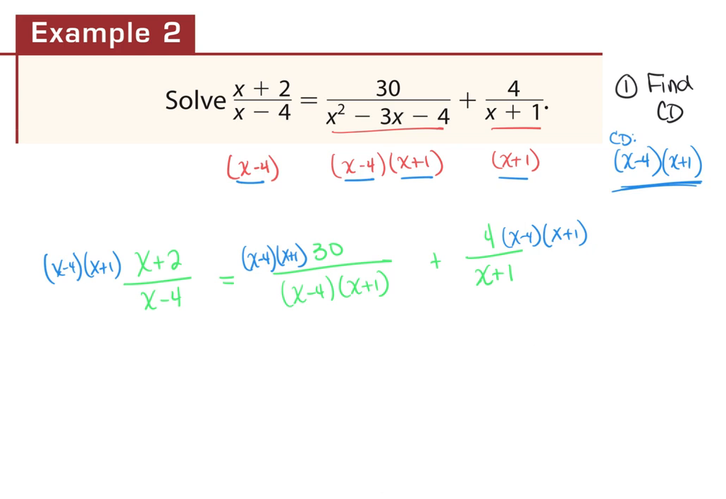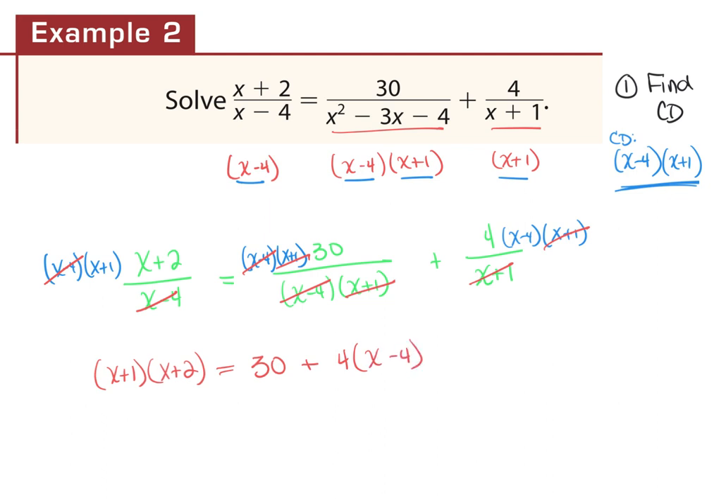And then you can see that all my denominators should cancel, all right? So I am going to cancel. x minus 4 will cancel out of that denominator, and I'm left with the x plus 1 times the x plus 2. Here, the x minus 4 and the x plus 1 cancel. I'm left with just 30. And then over here, the x plus 1 cancels. I'm left with the 4 times x minus 4.